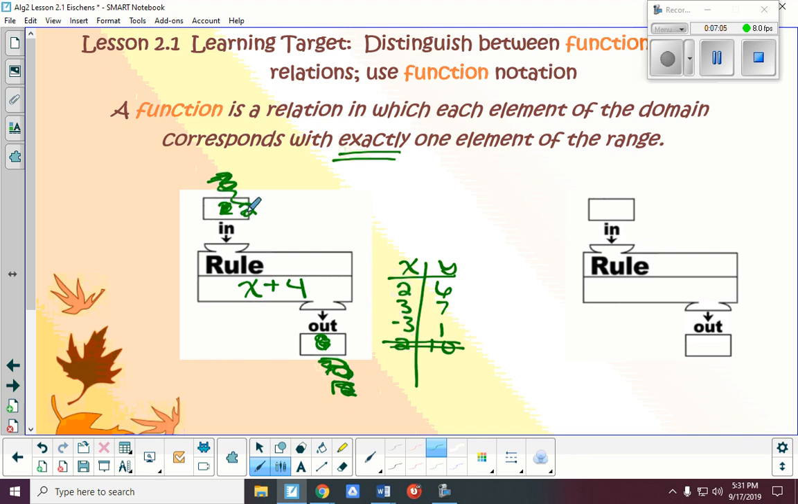All right, so let's look at another example here. If your rule is the absolute value of x, let's make an xy chart and look at some possibilities here. If we put in a 3, take the absolute value of 3, you get 3. And we did that correctly. If we put in a 4, the absolute value of 4 is 4. Now, if we put in a negative 4, what's the absolute value of negative 4? Well, that's a positive 4 also.